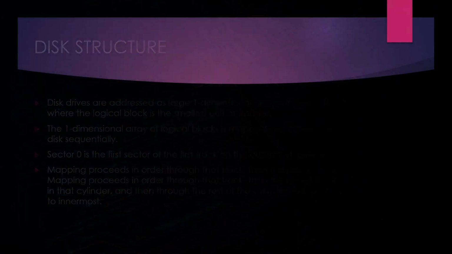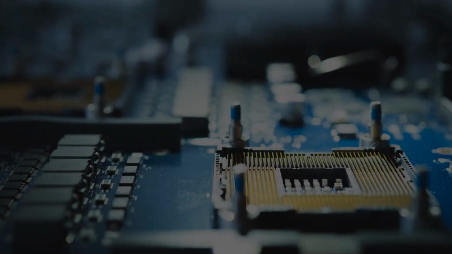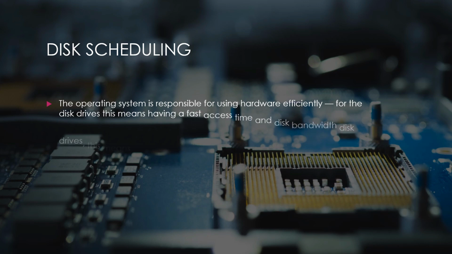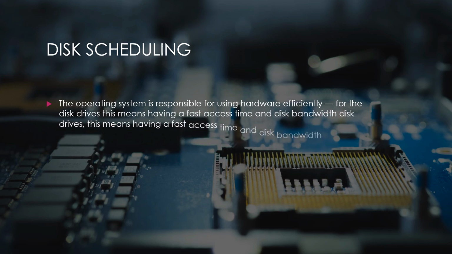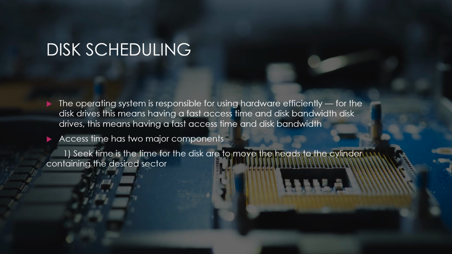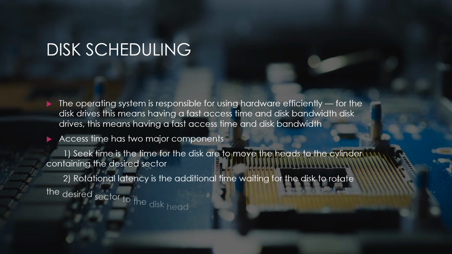Now, moving ahead to the understanding of disk scheduling. The operating system is responsible for using hardware efficiently. For the disk drives, this means having a fast access time and disk bandwidth. Access time has two major components. First, seek time. Seek time is the time for the disk to move the heads to the cylinder containing the desired sector.